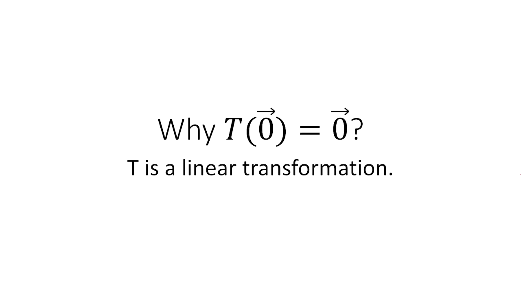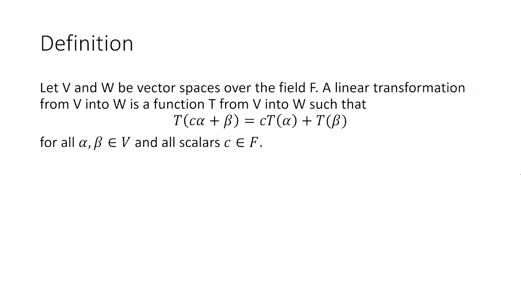So let's start with the linear transformation definition. This is the definition of a linear transformation from V to W. If V and W are vector spaces over the field F, a linear transformation from V into W is a function T from V into W such that T of C alpha plus beta equals C T alpha plus T beta, for all alpha, beta in V and all scalars C in F.